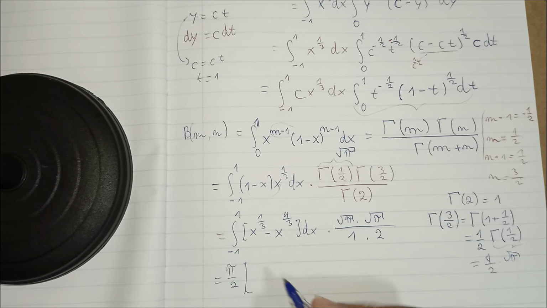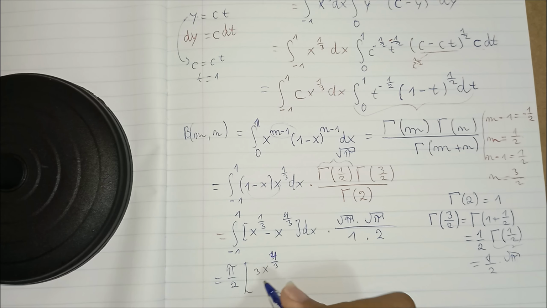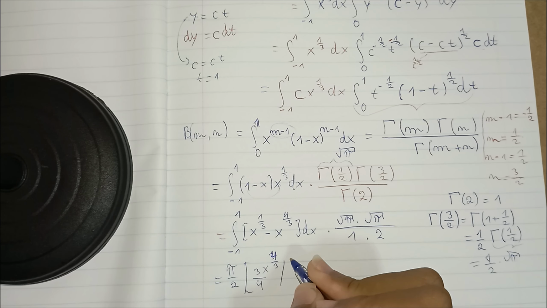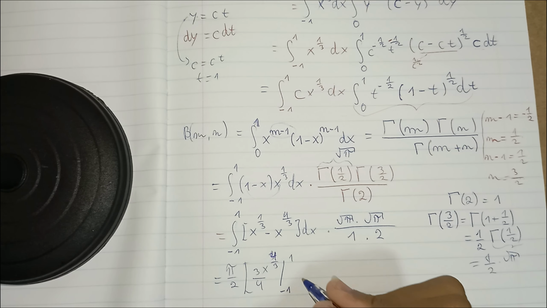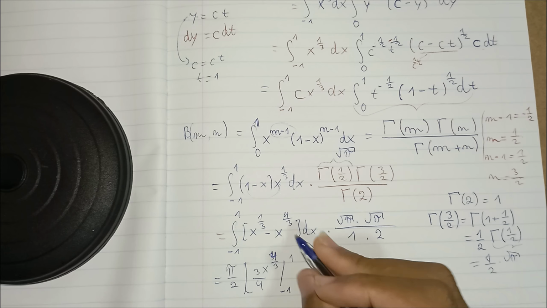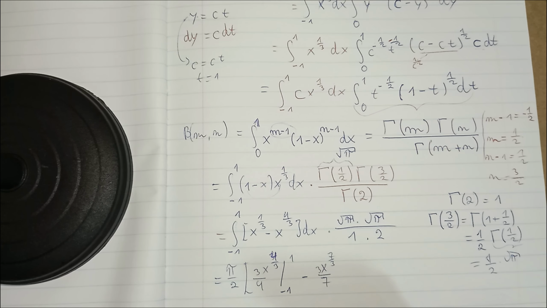Yeah, let's integrate this right now. If we integrate this, just add 1 here, you get this. It's the fourth power, and then you get 3 over 4, from minus 1 to 1. What I get is 7 over 3, 3 here, 7, right? 1 minus 1.